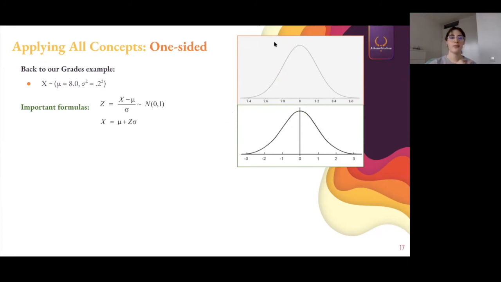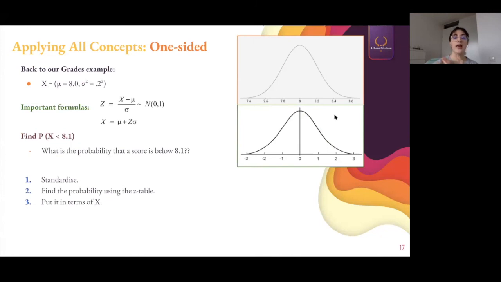So right now we are in terms of the normal distribution because we haven't translated anything into a z-score yet, and then we're going to standardize it. This is asking us, find the probability that x is less than 8.1. So what is the probability that a score or a grade is below 8.1? The only way we can find this probability is by standardizing this x value and then finding the probability using the z-table. So this is exactly what we're going to do in this example.